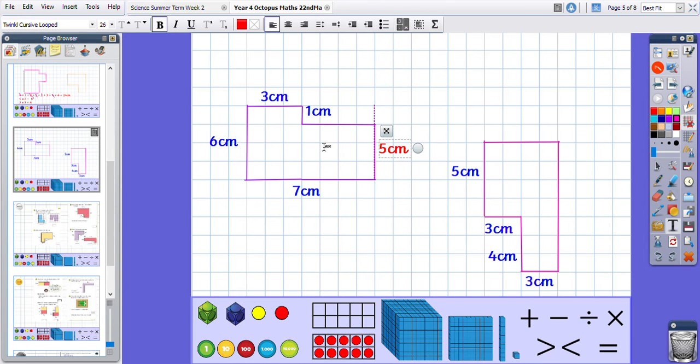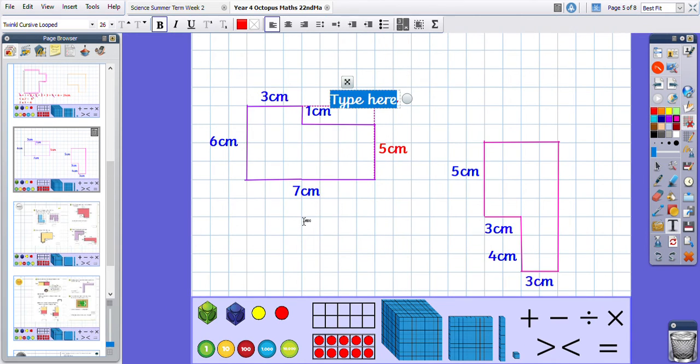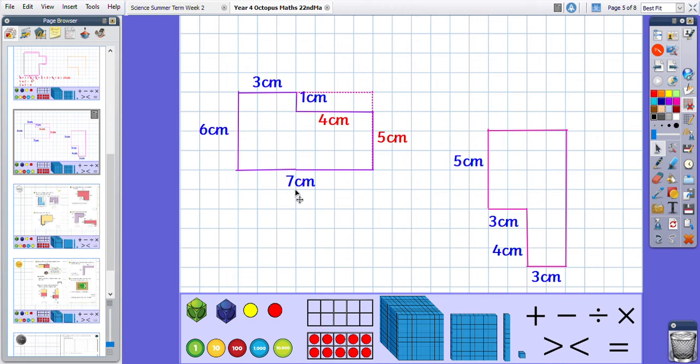Oh yes, I have. So I don't know what this length is here. Okay, but I do know that the whole of this length from this side all the way over is 7 centimetres, and I know that this part of it is 3 centimetres, so this bit must be 7 take away 3, which is 4 centimetres. Okay, so now I have all of my sides, I can then work out the perimeter.